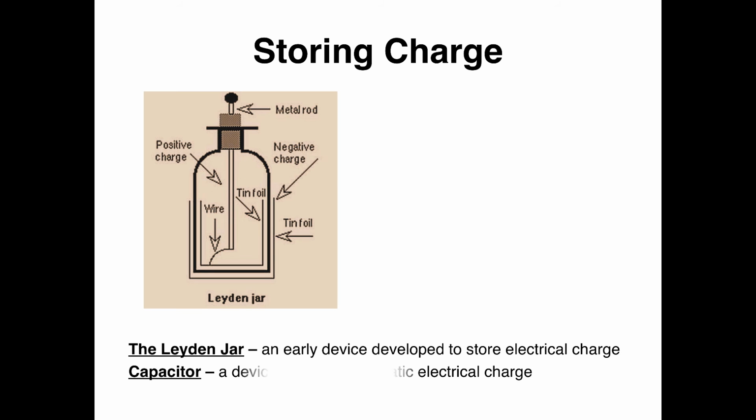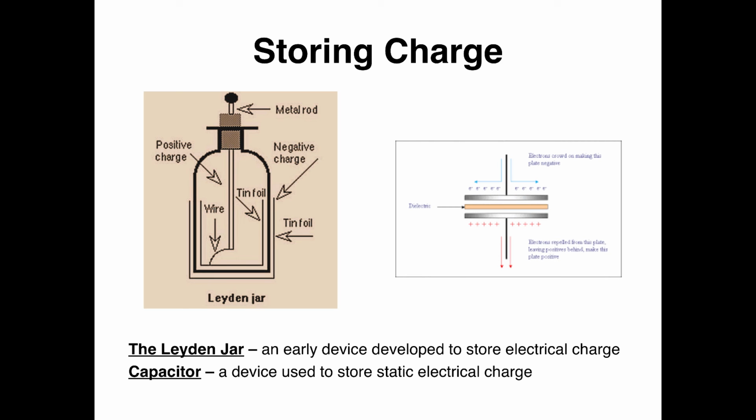Now the modern device for holding or storing electrical charge is called a capacitor. And a capacitor looks something like this. You have two parallel plates, one of which is positively charged, on the bottom. The other is negatively charged. These become charged when you feed electricity into the top, and then the material in between prevents the actual flow of electricity.